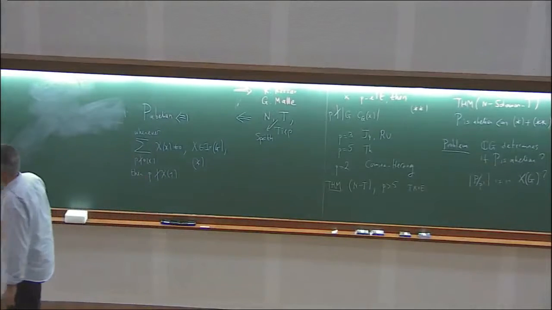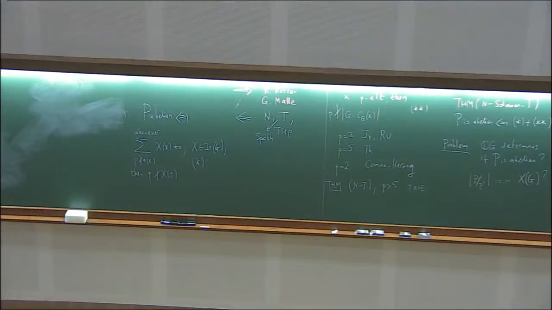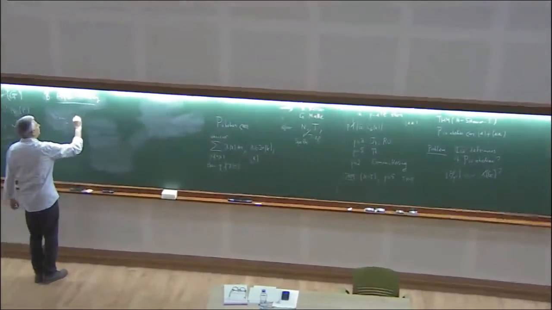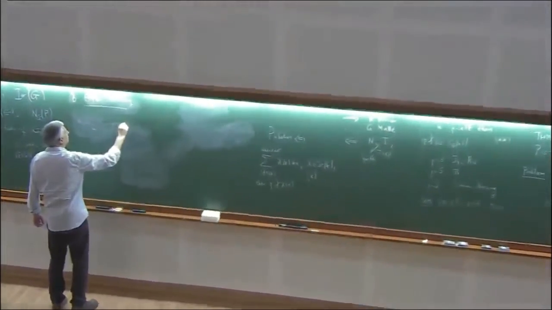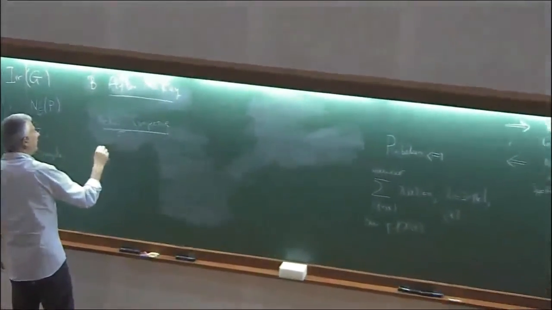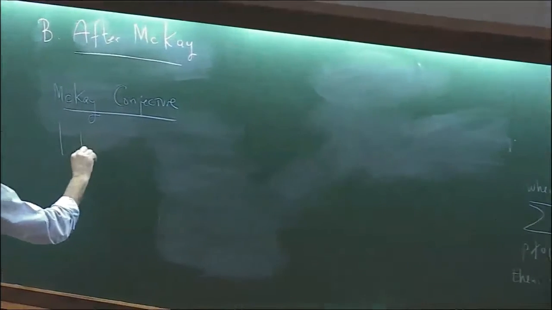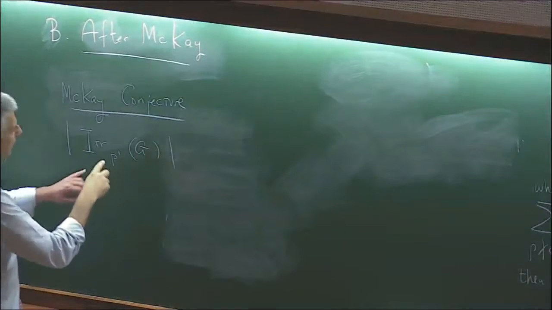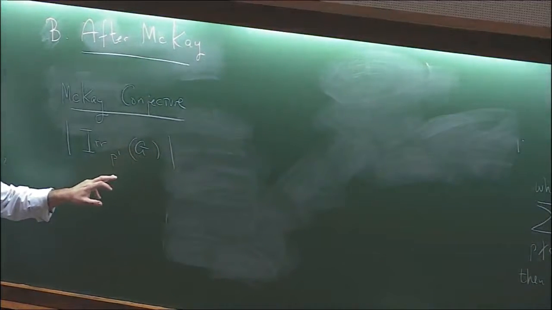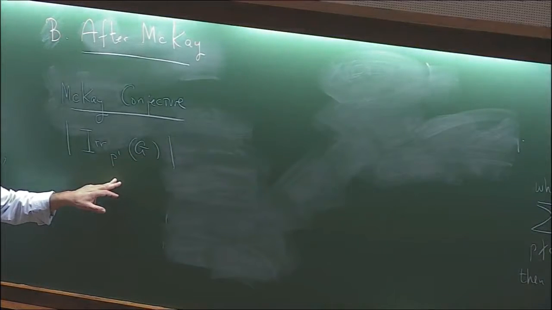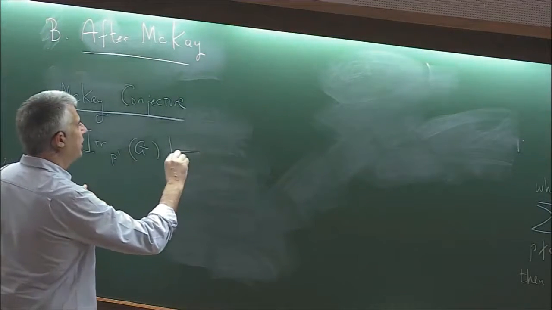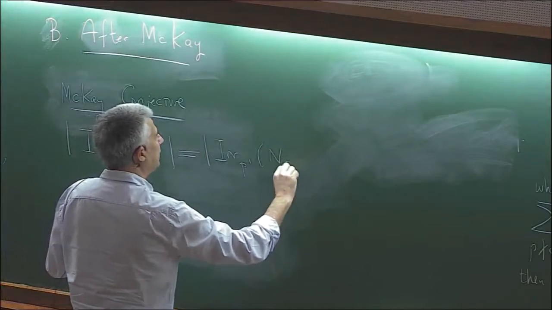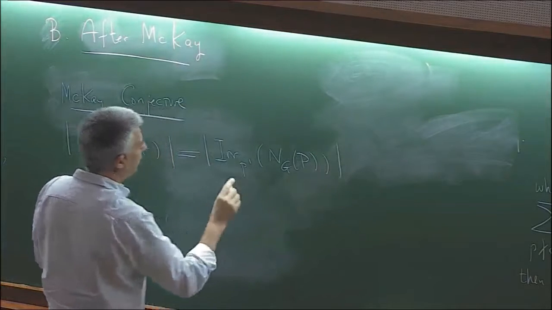And this is the Mackay conjecture that says that if G is a finite group and P is a prime, then this is going to be the number of irreducible characters of G that have degree not divisible by P. So he observed that this was true in the groups that he checked, that this equality was true.